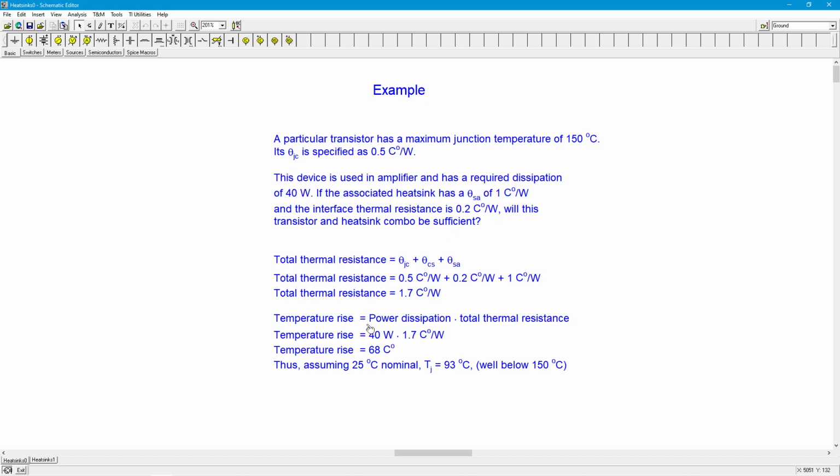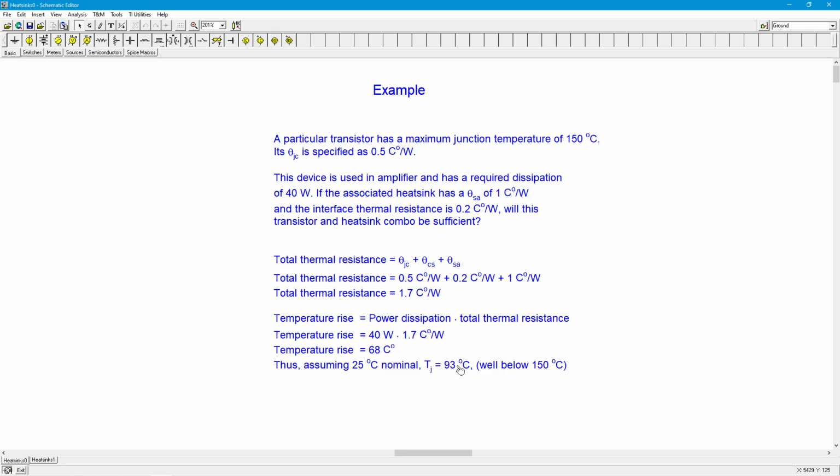So we need 40 watts. The total thermal resistance is 1.7 centigrade degrees per watt. Multiply that out, and there's a temperature rise of 68 centigrade degrees. So if we're operating at a nominal temperature of 25 degrees centigrade, just add those two numbers together, and we wind up with a 93 degree centigrade temperature for the junction. Well, 93 is well below the 150 that was the target, so this should work just fine.